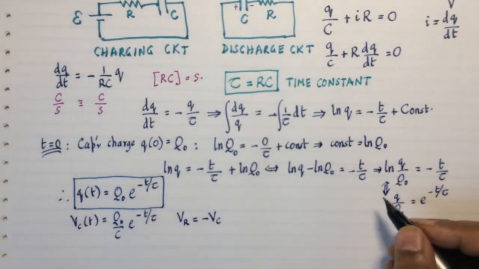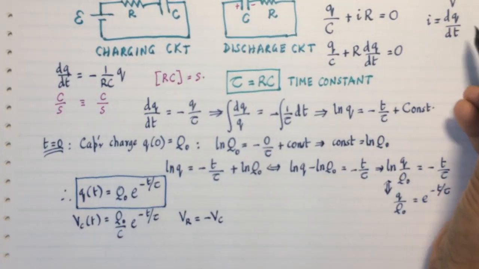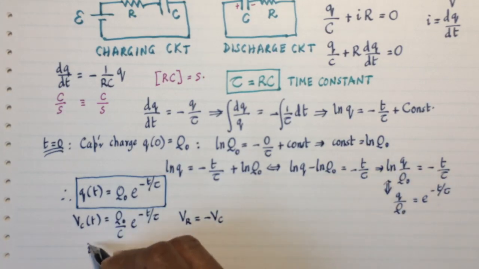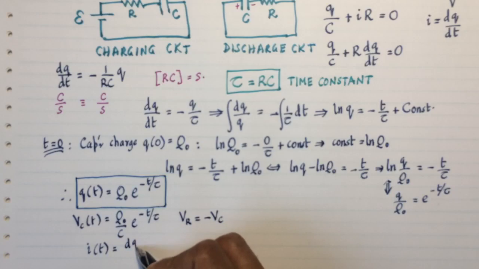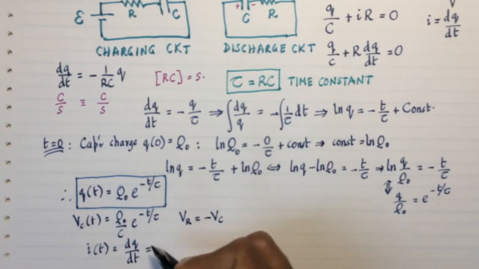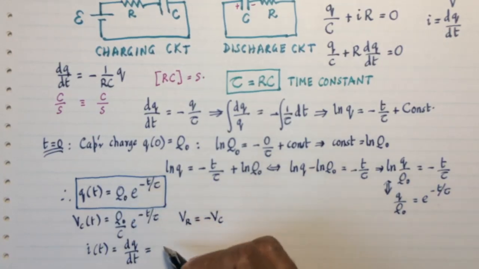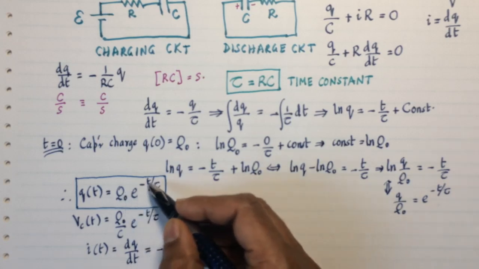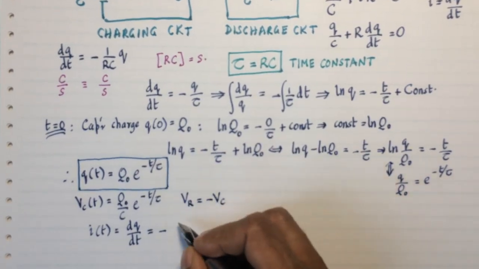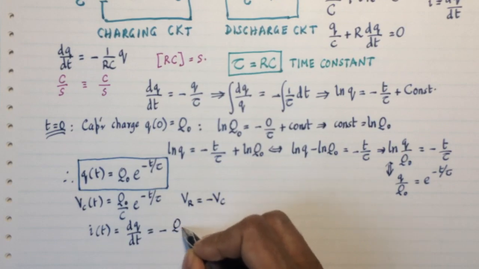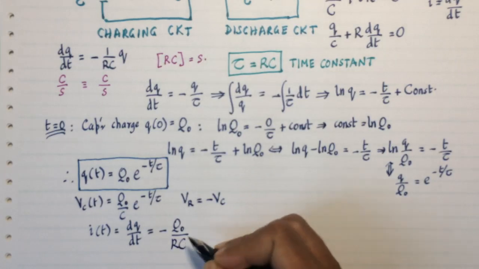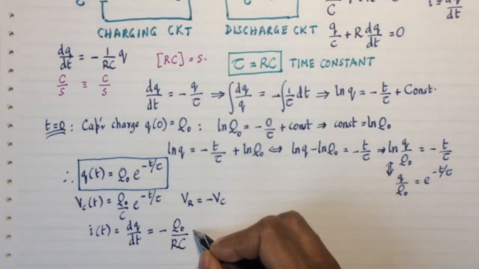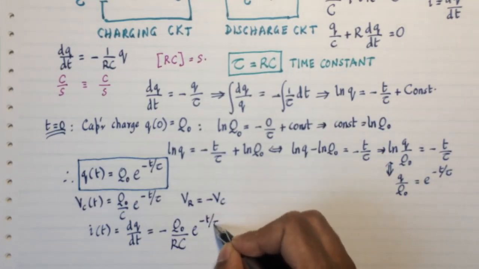The current through the resistor can be found by using I equals dq by dt. So that's the next thing we'll do. I of t equals dq by dt. And that's going to be negative, because I differentiated, I pulled down the negative sign from the exponent. So that's negative q naught over tau, which is r times c. So I'll write r times c e to the minus t over tau.